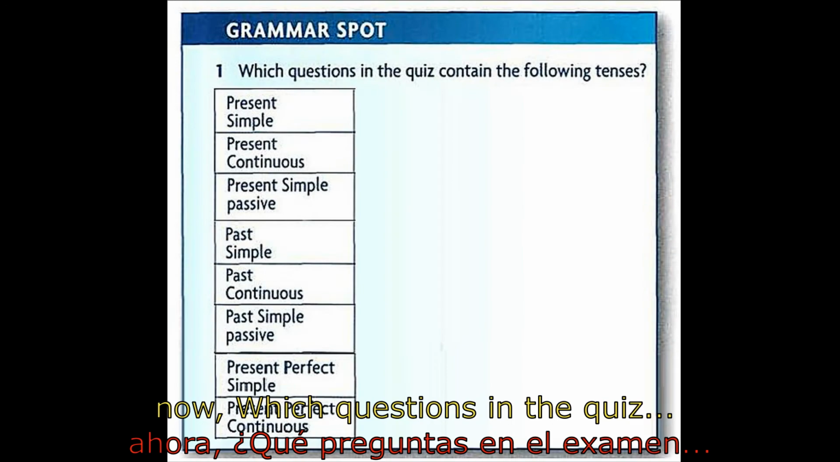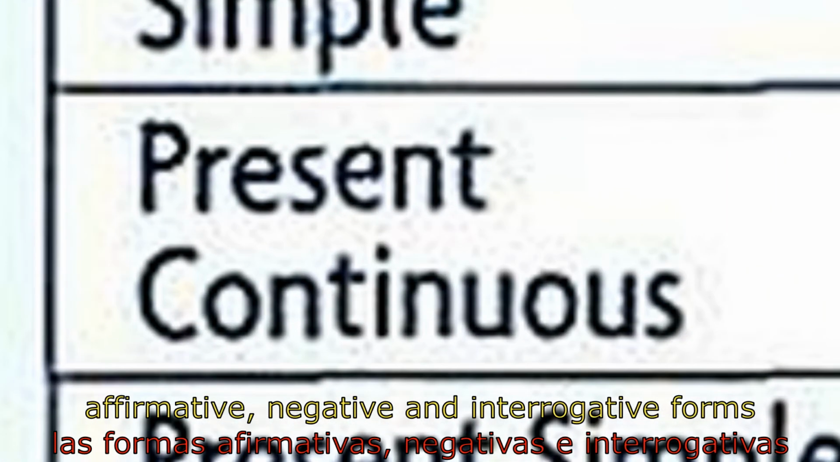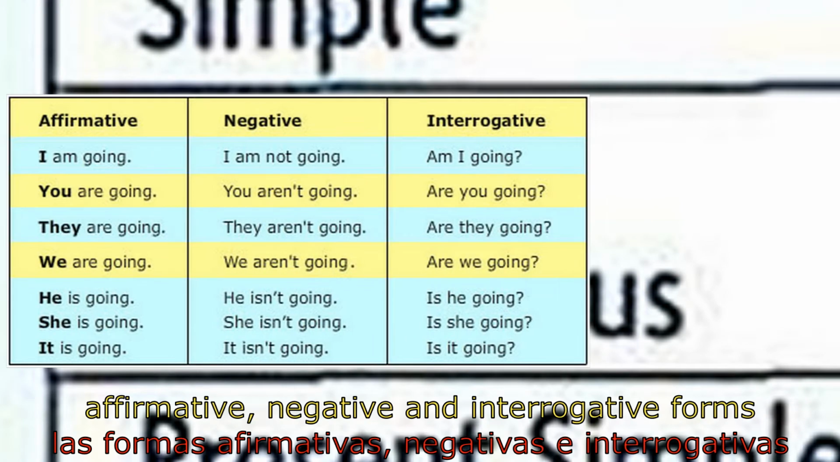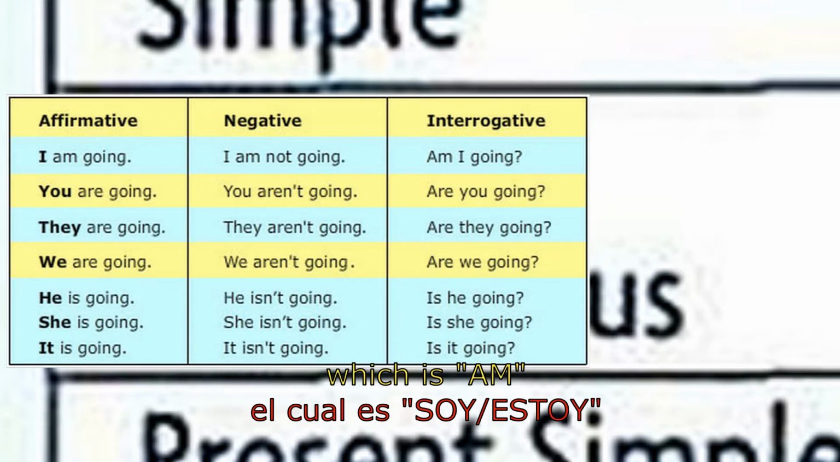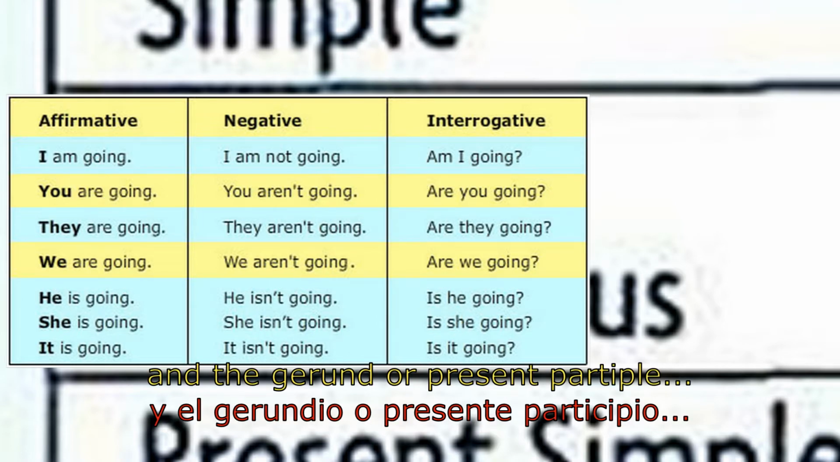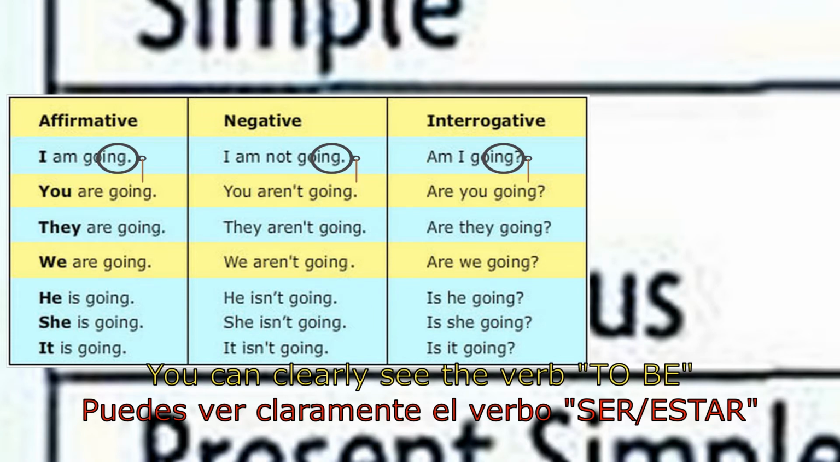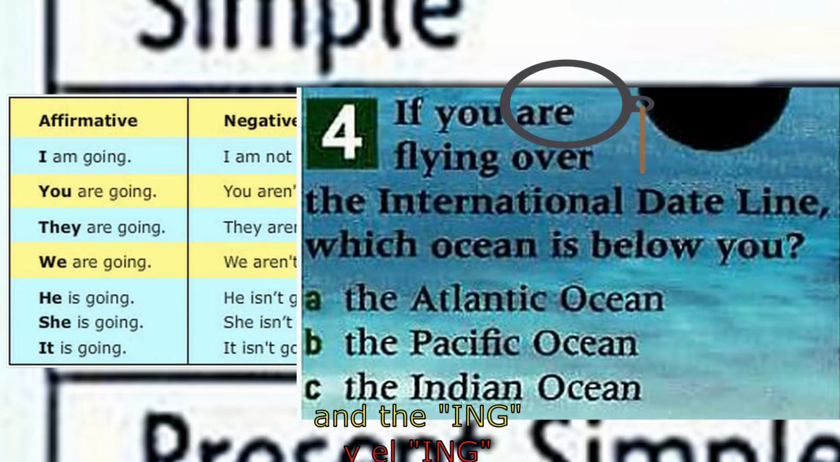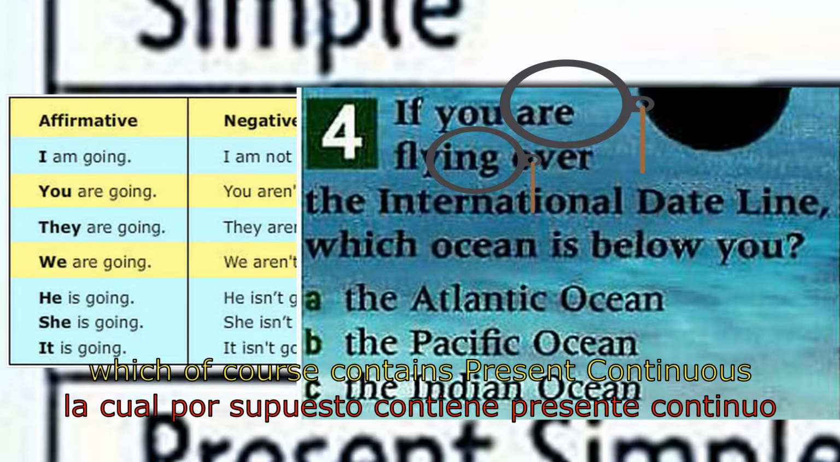Now, which questions in the quiz contain the present continuous tense? Affirmative, negative, and interrogative forms of present continuous use the auxiliary verb be, which is am, are, is, and the gerund or present participle ing. You can clearly see the verb to be and the ing in the first part of question number 4, which of course contains present continuous.